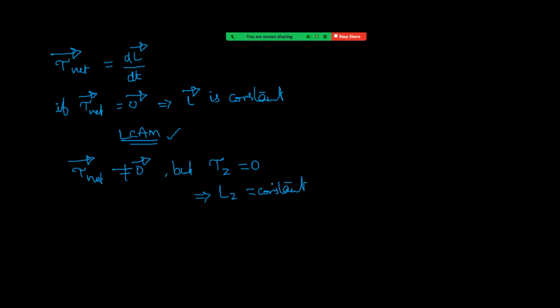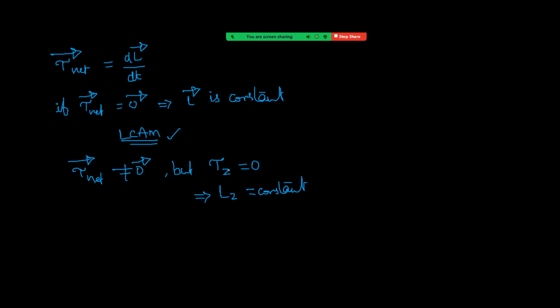If you remember, while discussing conservation of momentum, we discussed the same thing. If net force is 0, momentum of the system is constant. If net force is not 0, but suppose the x component of net force is 0, then the x component of momentum of the system is a constant. So exactly the same logic. The statement is that if the net torque on a system is 0, then its angular momentum is a constant. This is known as the law of conservation of angular momentum.